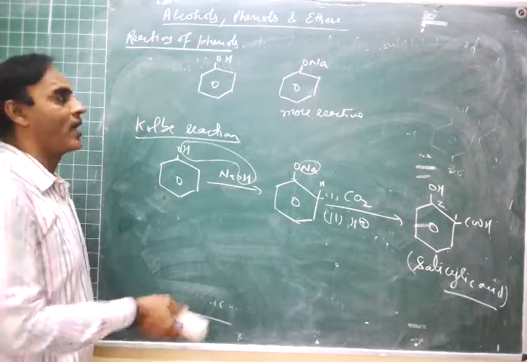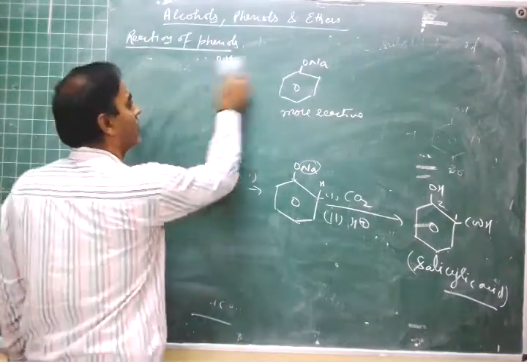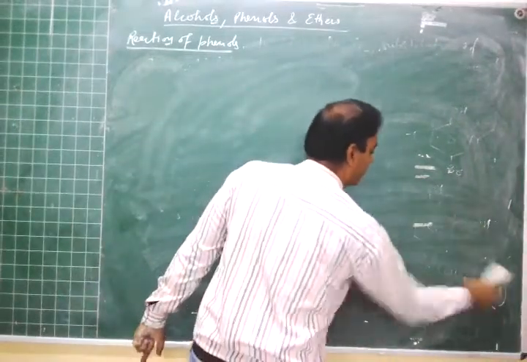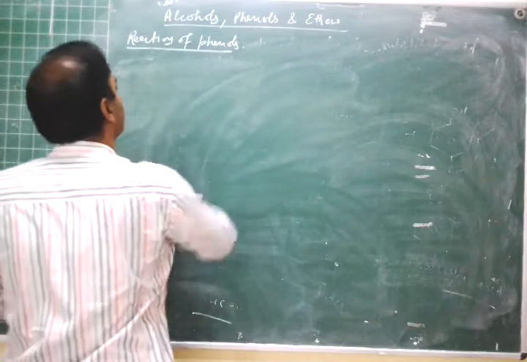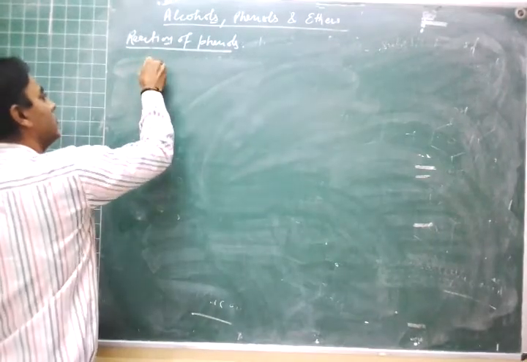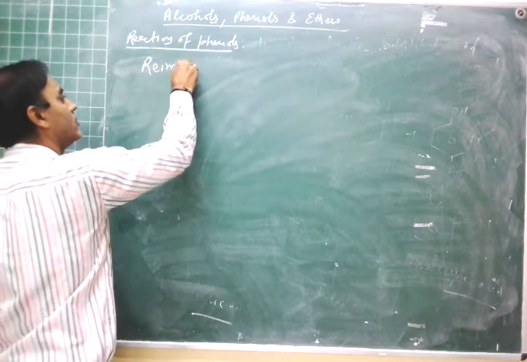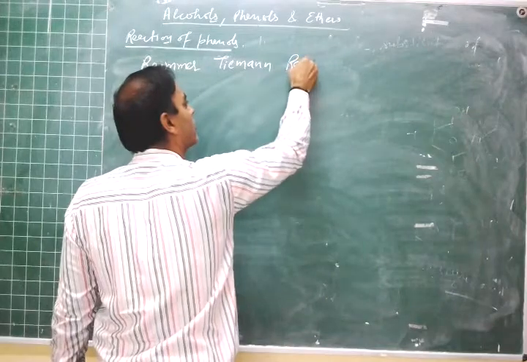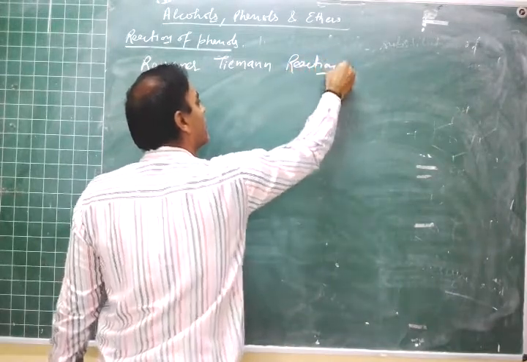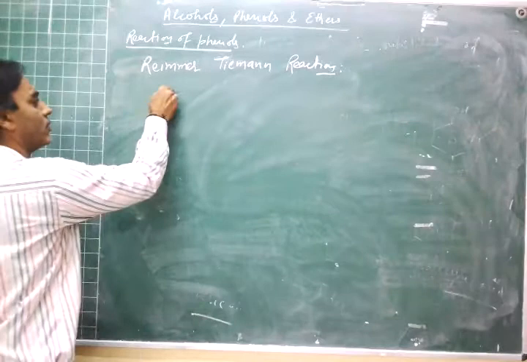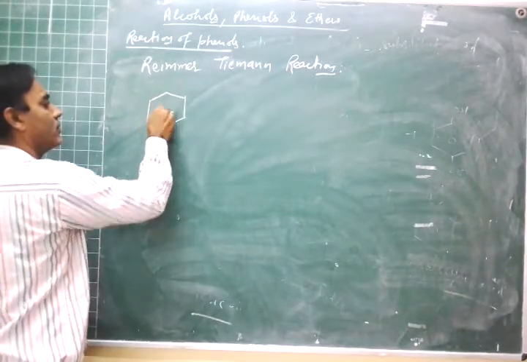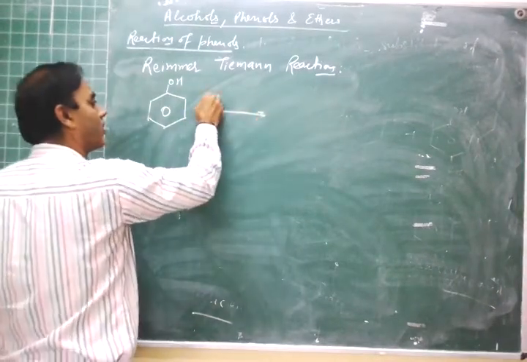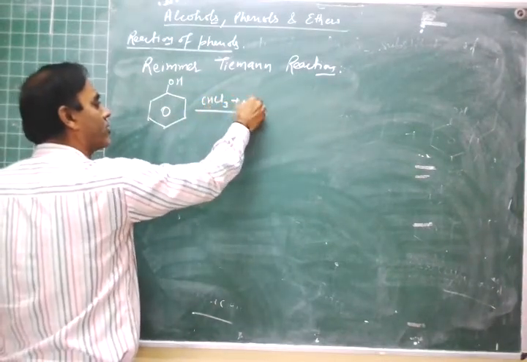Now next is the Reimer-Tiemann reaction. Right? So use phenol here, and the reaction is carried out with chloroform and NaOH.